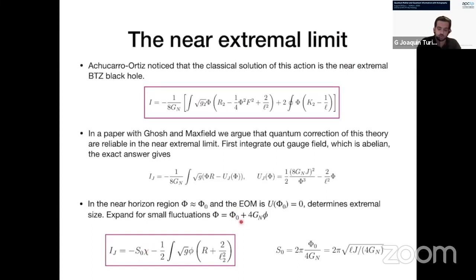So when you put this expansion in the action and you expand to linear order in phi, you get a topological term proportional to phi naught in this way. And this is just the Bekenstein-Hawking entropy because phi naught is the size of the S1. And in terms of the charge it is given by this. And then the linear term is the JT gravity action. And further non-linearities in phi are suppressed in 1 over S naught.